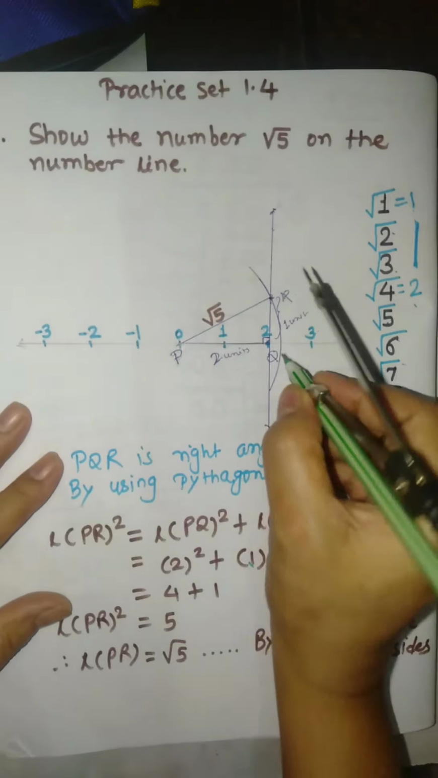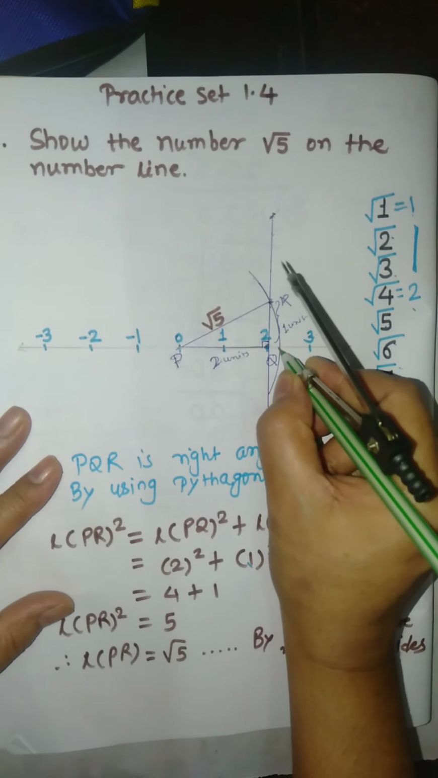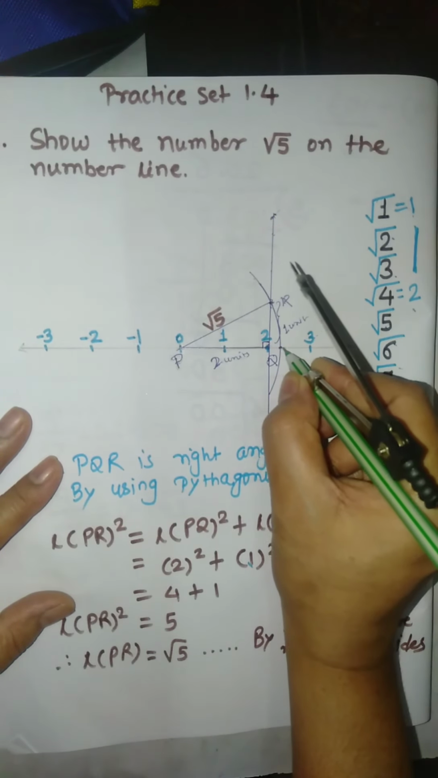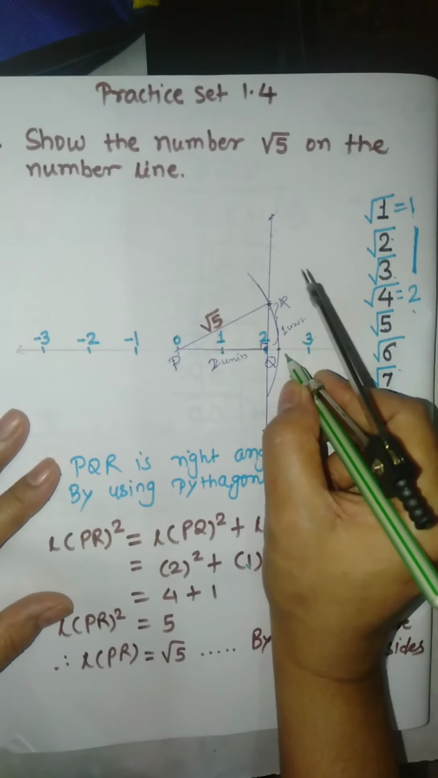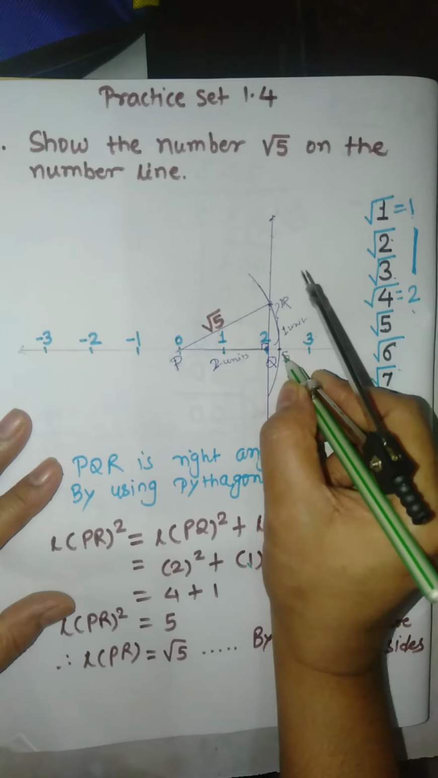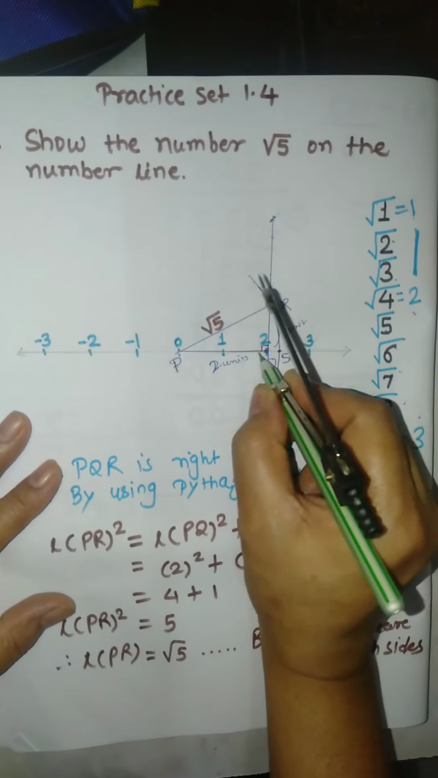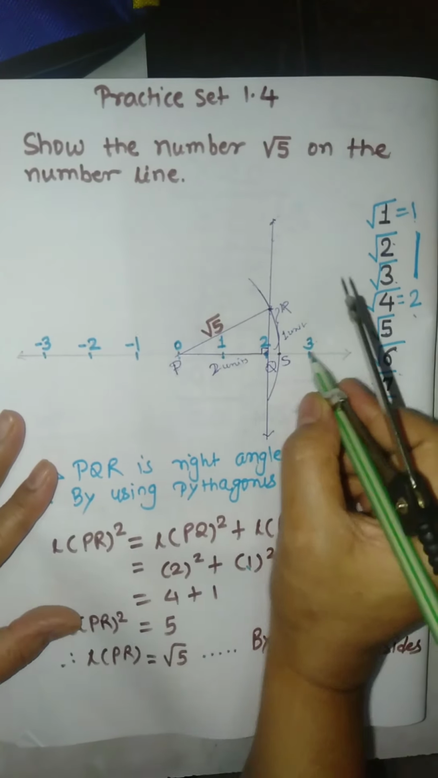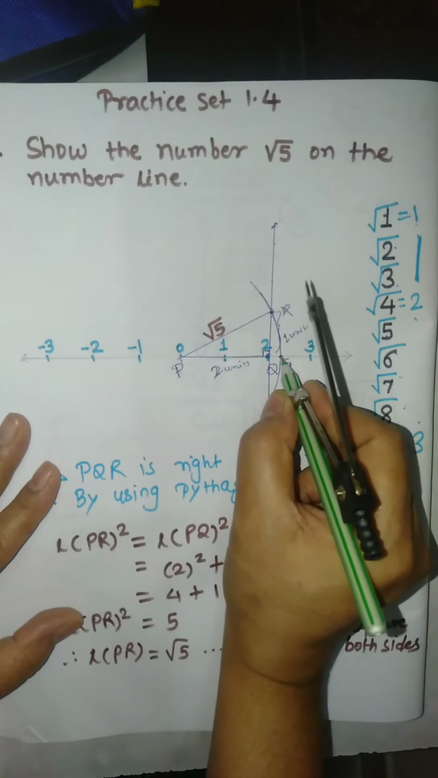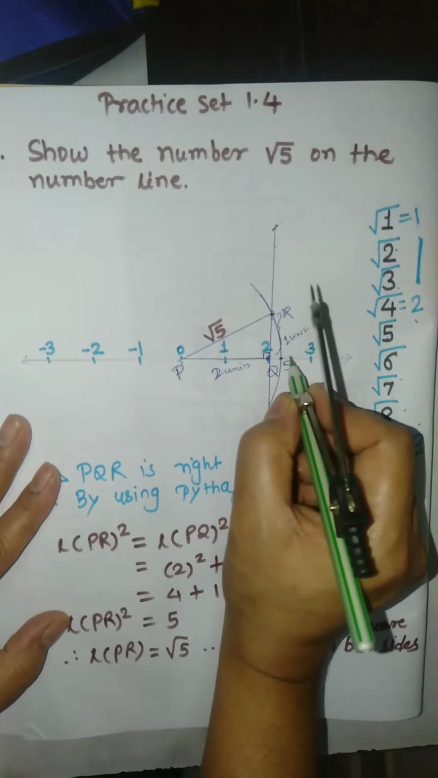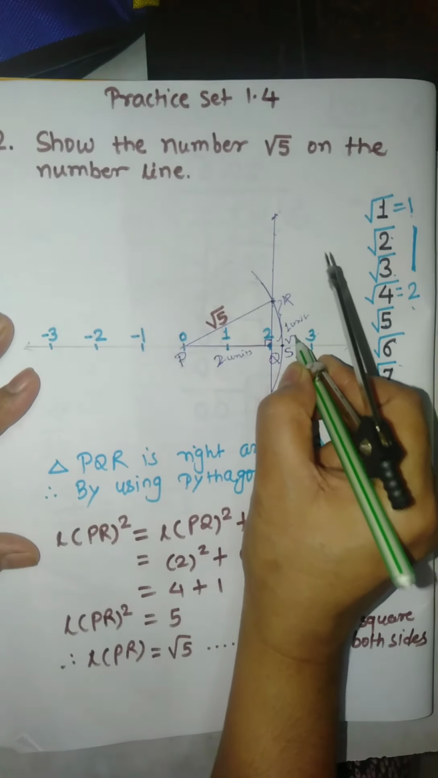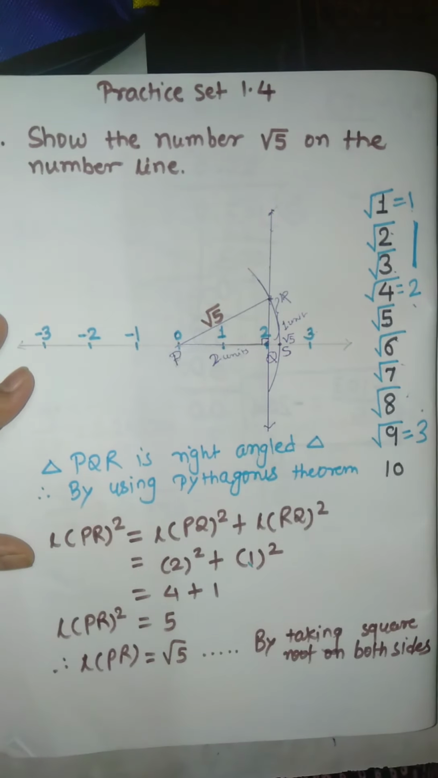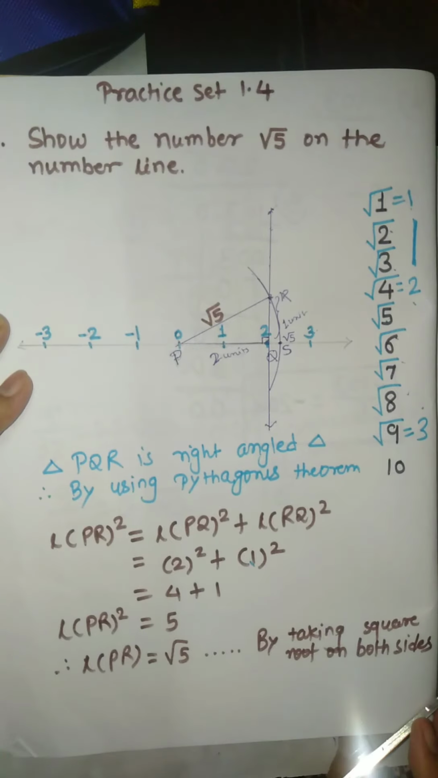Okay. Now this distance intersects at this point. Suppose this is S. It intersects at point S on the number line. So this point is nothing but the root 5 distance. So write down here root 5. Understood all the students? Very simple.